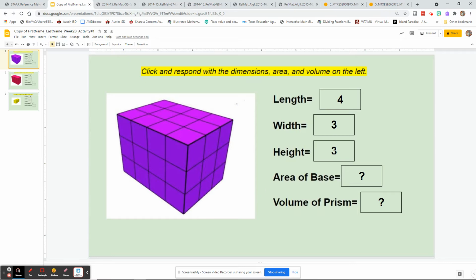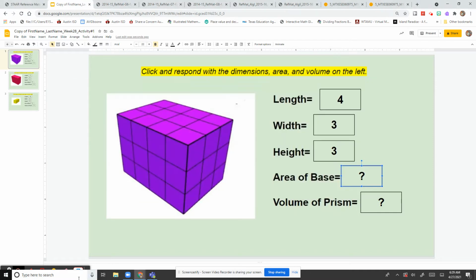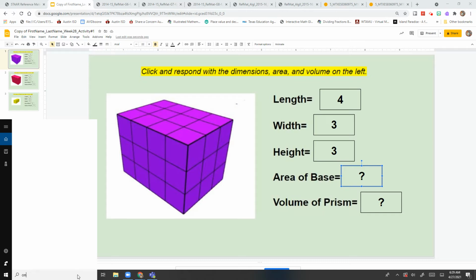All right, so to find the base, let me go ahead and break out my OneNote. Hey, there's my face. Hello. I didn't have OneNote open, so that wasn't helpful.